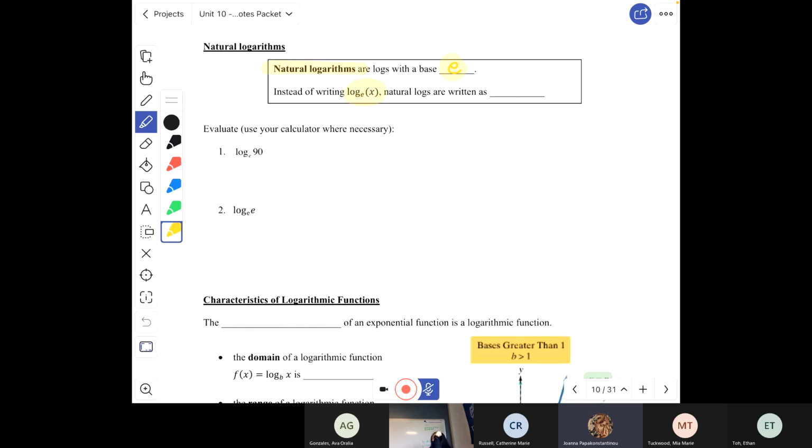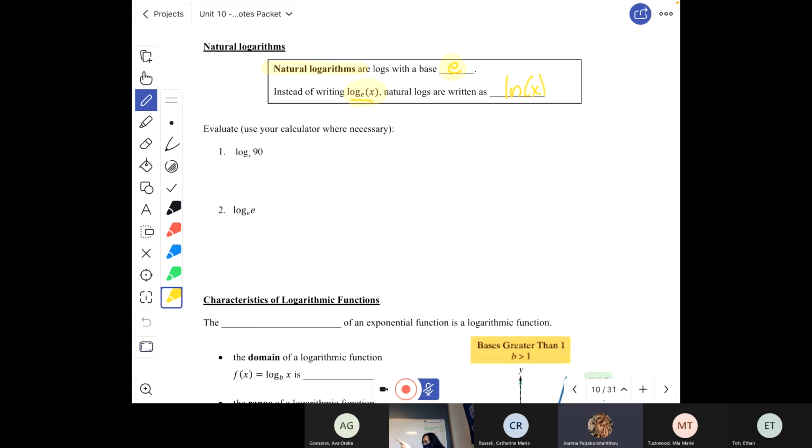Now, there is a nice, clean, abbreviated version, another way to represent logarithms that have base E. Logarithms that are base E are natural logarithms, and this log base E can be represented as ln, log naturel. So that's where that comes from.